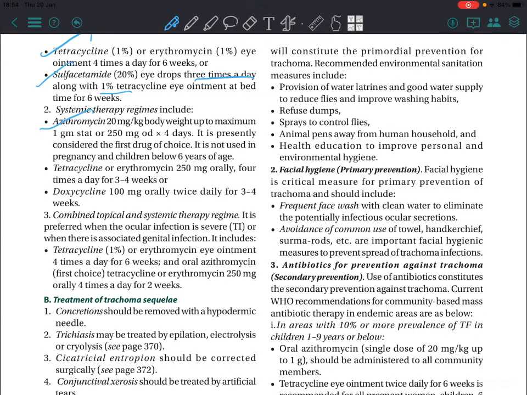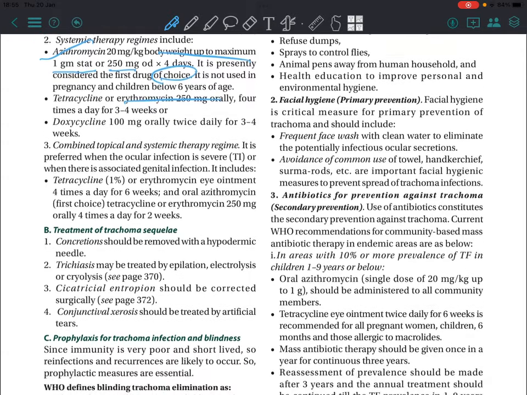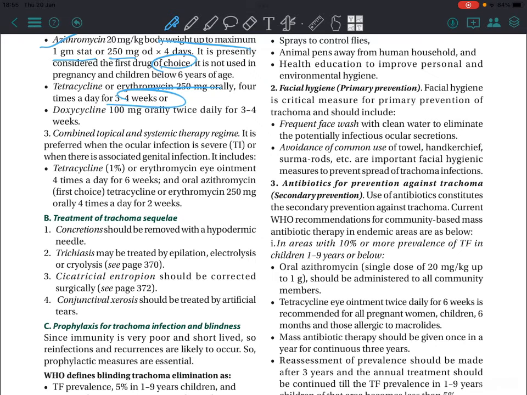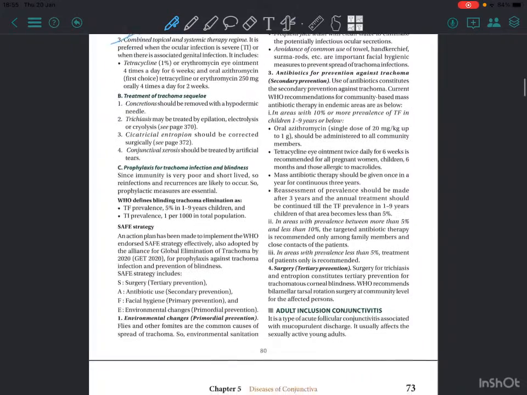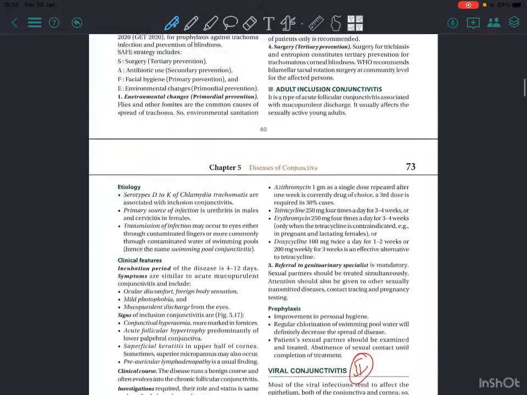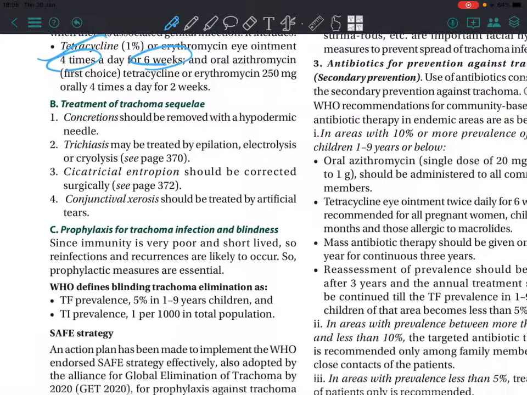Systemic therapy regimes: azithromycin 20 mg per kg body weight up to a maximum of 1 gram stat, or 250 mg OD for 4 days. It is presently considered the first drug of choice. Tetracycline or erythromycin 250 mg orally 4 times a day for 3 to 4 weeks. Doxycycline 100 mg orally twice daily for 3 to 4 weeks. Combined topical and systemic therapy regime: tetracycline 1% or erythromycin ointment 4 times a day for 6 weeks.